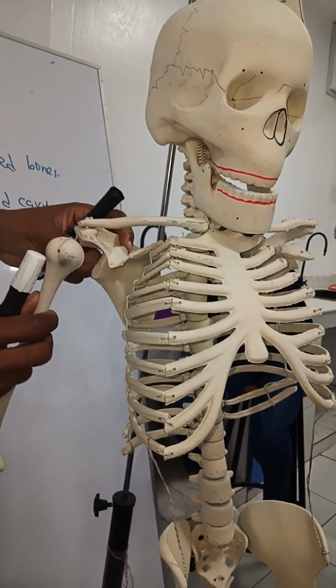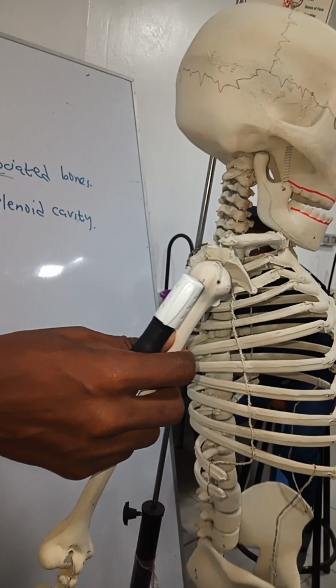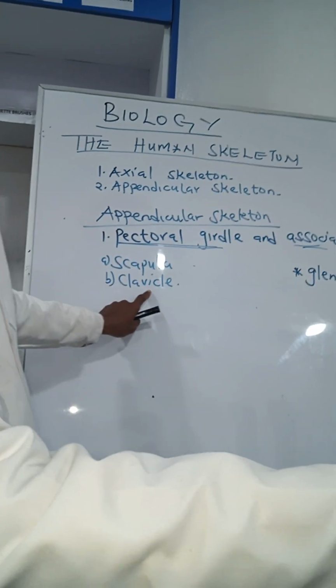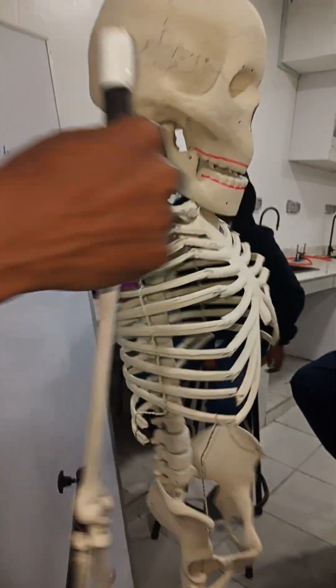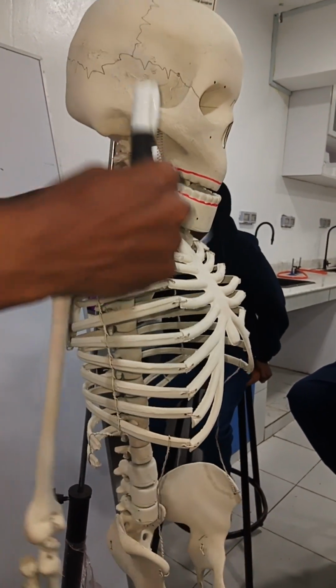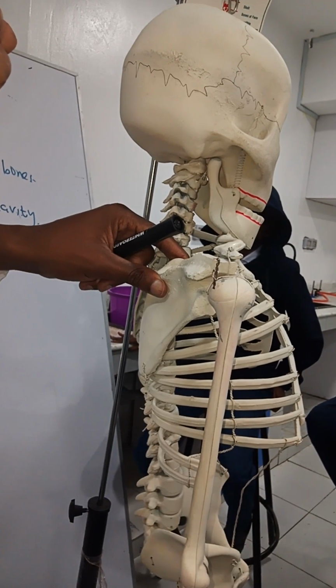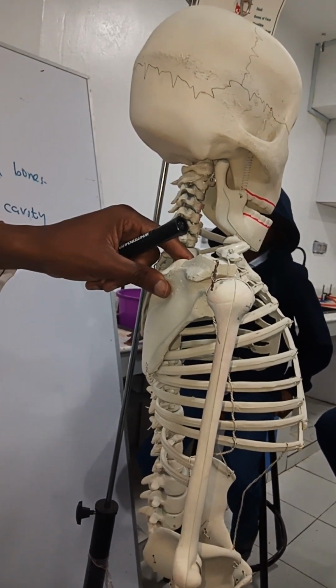And from there, you can see that the pectoral girdle is made up of two parts: the scapula and the clavicle. The scapula is this, and the clavicle is this. Therefore, this and this form the pectoral girdle. Is that okay? Then what about the associated bones?